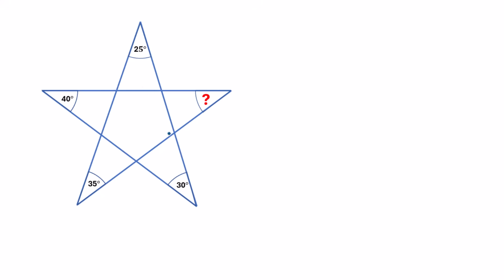We have a star. The angle of this star is 40 degrees. This angle is 35 degrees. This angle is 30 degrees. This angle is 25 degrees. We have to find the value of this fifth angle.